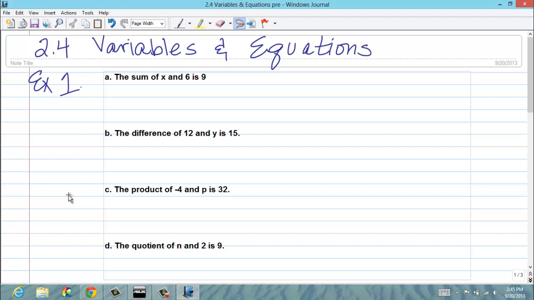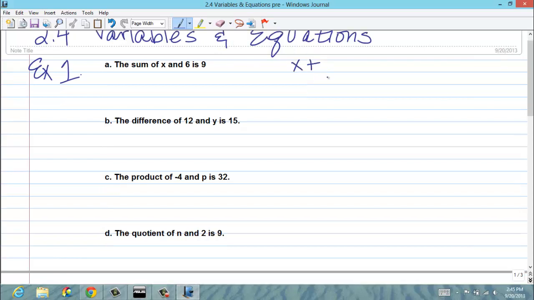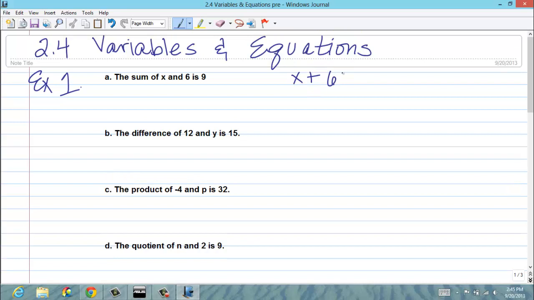So for the first one, we have the sum of x and 6 is 9. Okay, so sum means addition. So then I can say this is going to be x plus 6 is the same as saying equals 9. So here's our equation. Second step, we're going to use mental math to solve our equation. What plus 6 would give us 9? So hopefully you figured out that x equals 3.